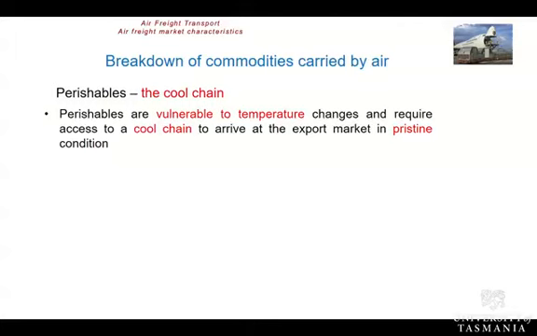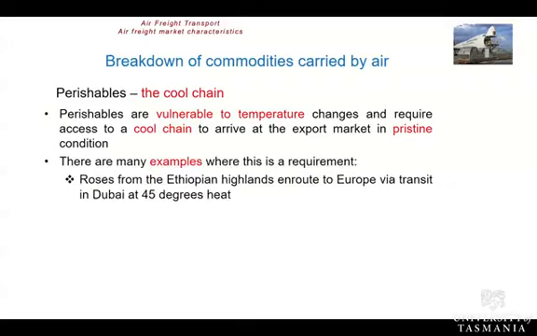So when we talk about cool chain, we're talking about perishables that are vulnerable to temperature exchanges. As they move from the point of origin to the end customer, they're kept in a cool condition. And that can be done in many ways. Because ultimately, we know that perishables are called that for a reason, that they perish over time.